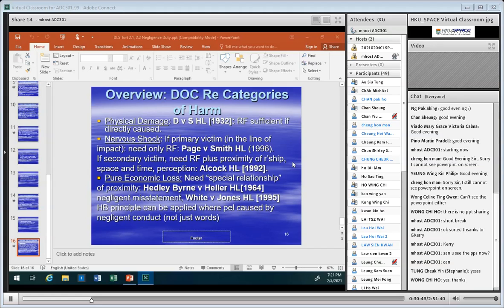In Hedley Byrne v Heller, there was a disclaimer, though, which the court said worked, so there was no liability. But that disclaimer nowadays would be treated as an exemption clause, so you can see a very close overlap between tort law and contract law. If Hedley Byrne v Heller were to be decided today after the legislation controlling exemption clauses comes into effect, then that disclaimer probably would not work.